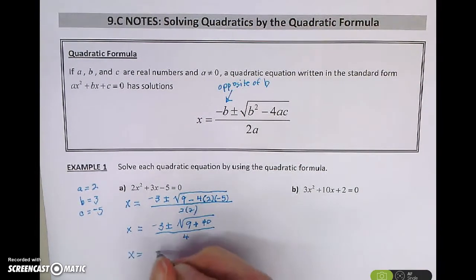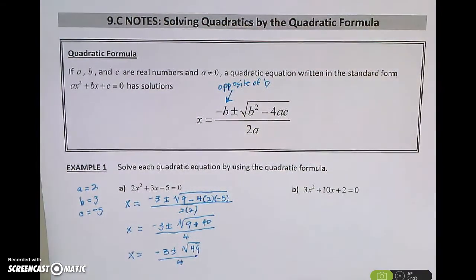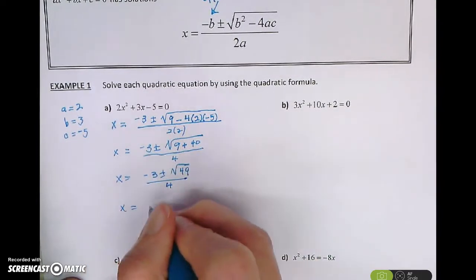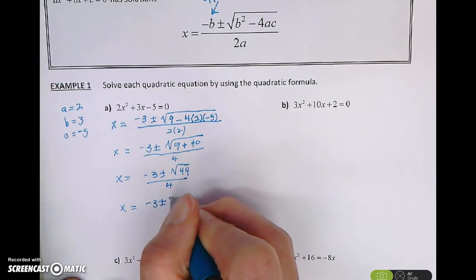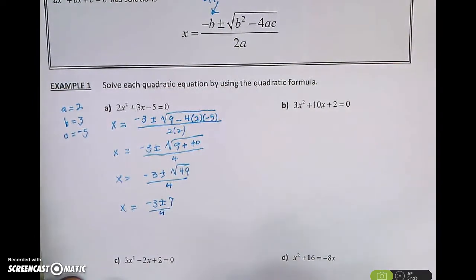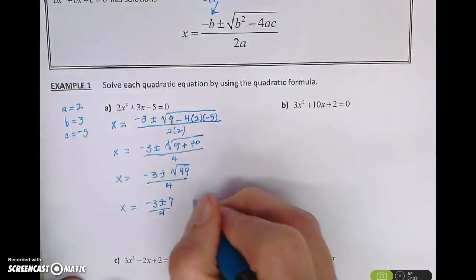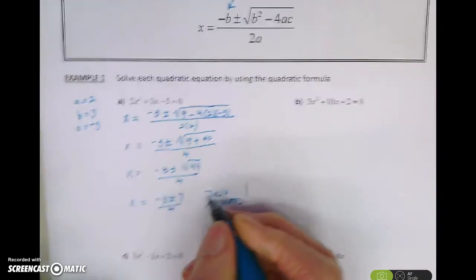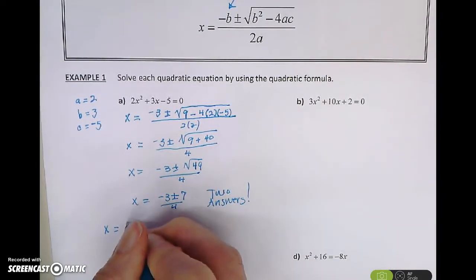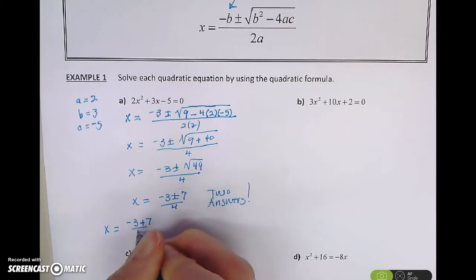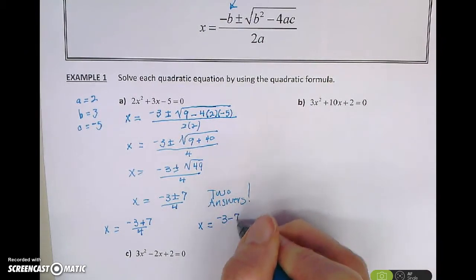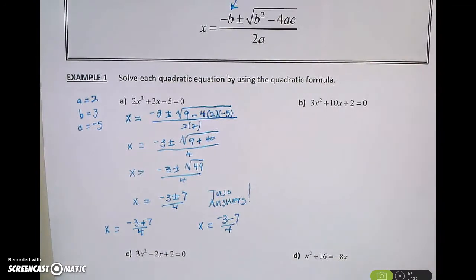Now let's add together, and we get negative 3 plus or minus the square root of 49 over 4. We know what the square root of 49 is, so x is equal to negative 3 plus or minus 7 over 4. So now we have two answers. So note, two answers. So I'm going to have that x is equal to negative 3 plus 7 divided by 4. And I'm also going to have x is equal to negative 3 minus 7 divided by 4.